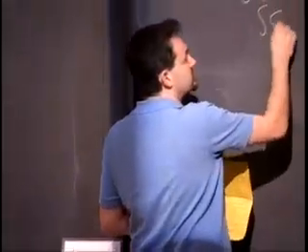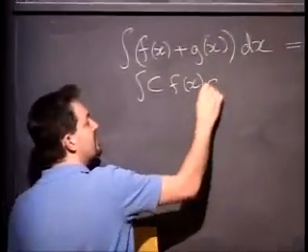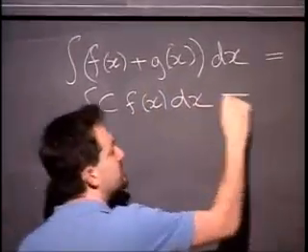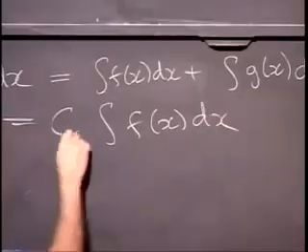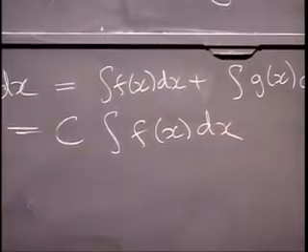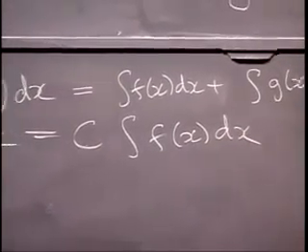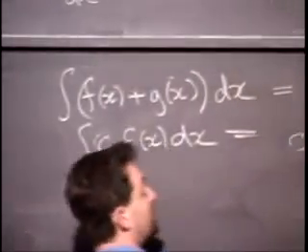Similarly, constants can go in and out. If you find the antiderivative of a constant multiple, the constants can come in and out. This is only true if these are constants. Maybe I should use a little c here so that we don't get confused with the plus c.